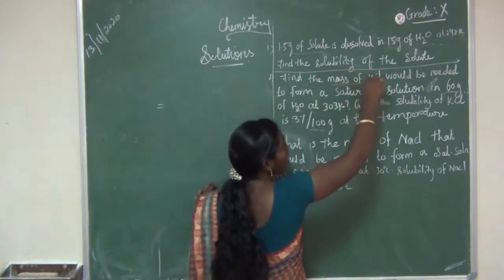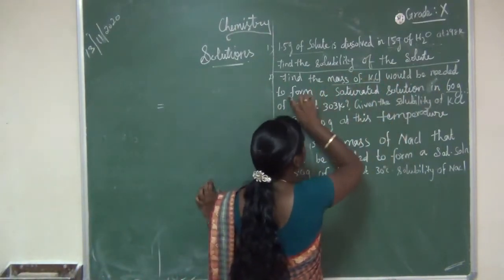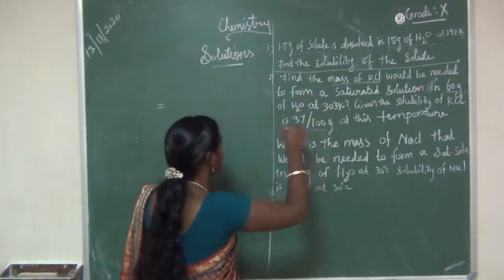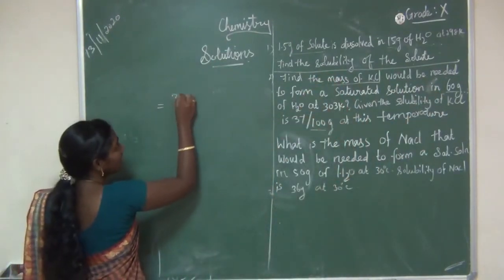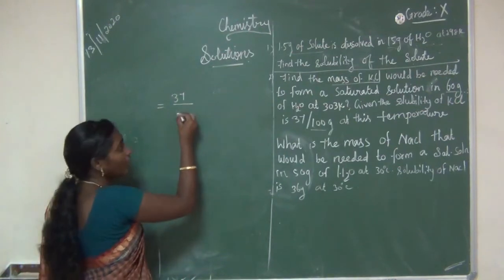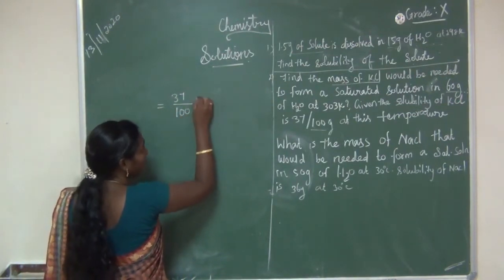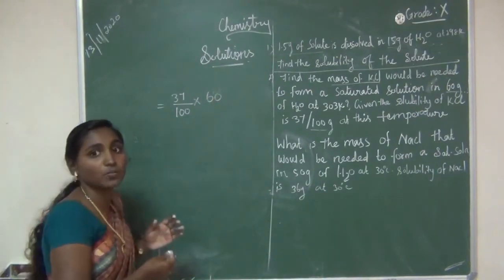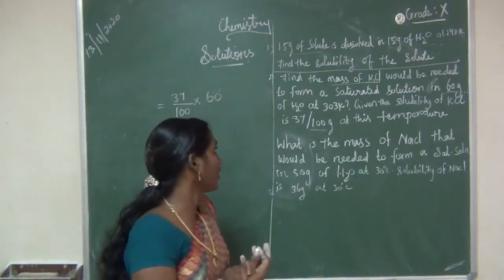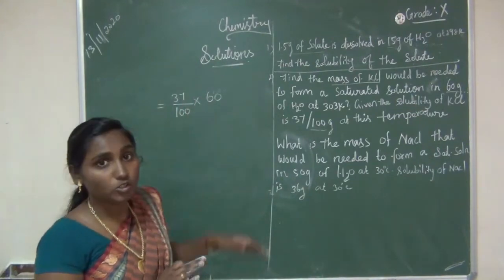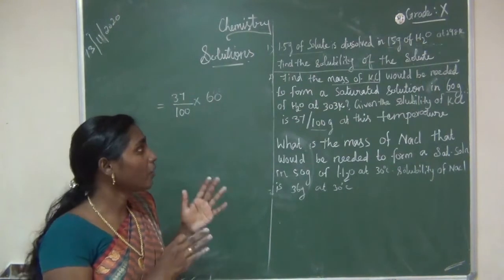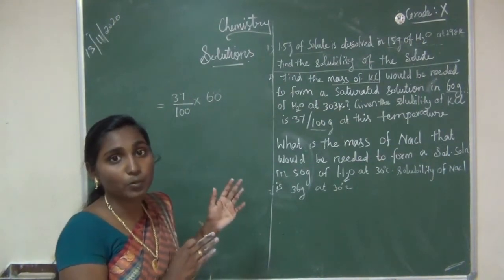Okay, the mass of potassium chloride needed to form a saturated solution is equal to 37 divided by 100. Therefore, 60 gram of water can dissolve how much gram of potassium chloride? Have you understood? Here you need not mention any formulas. Simply we are going to find out: 100 gram of water can dissolve 37 gram of potassium chloride.